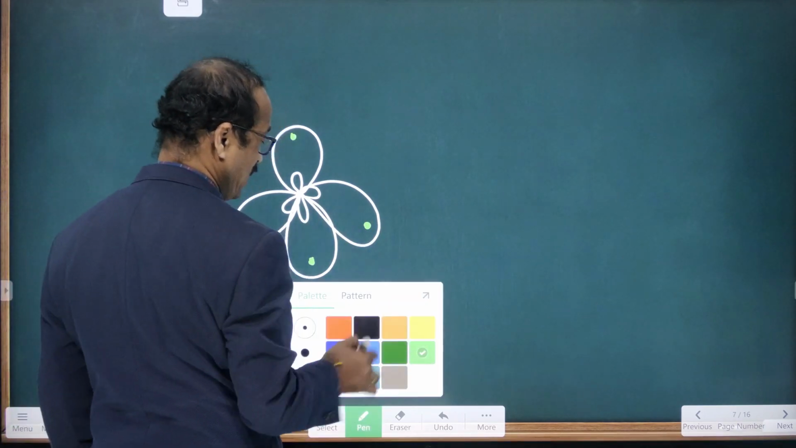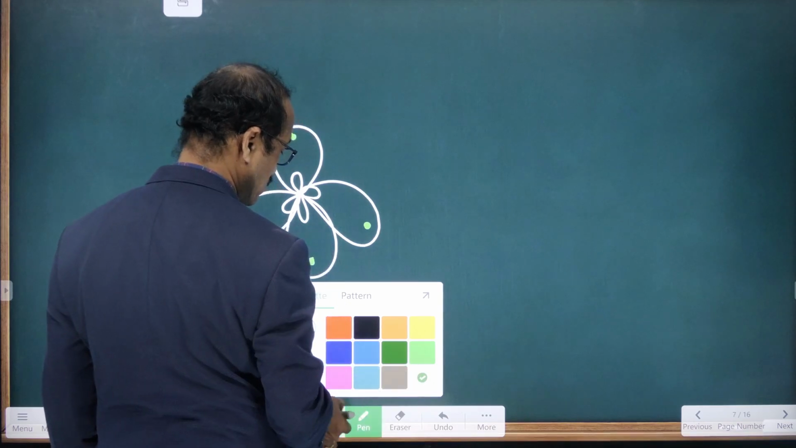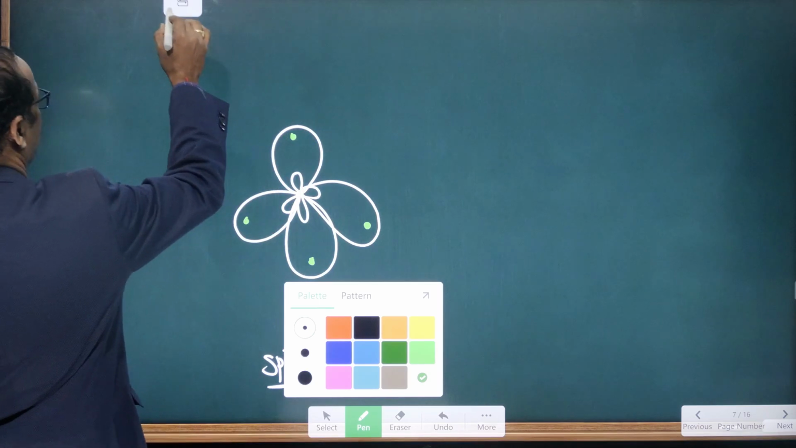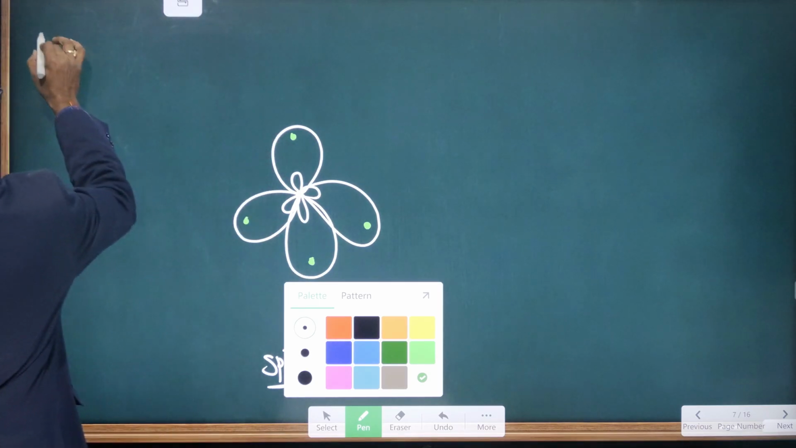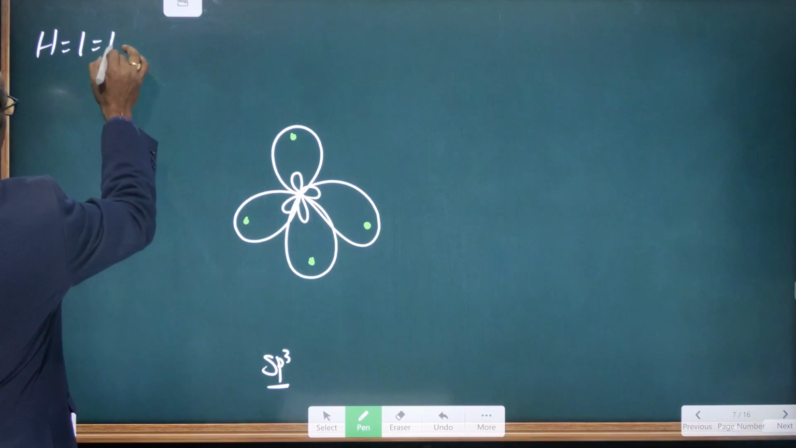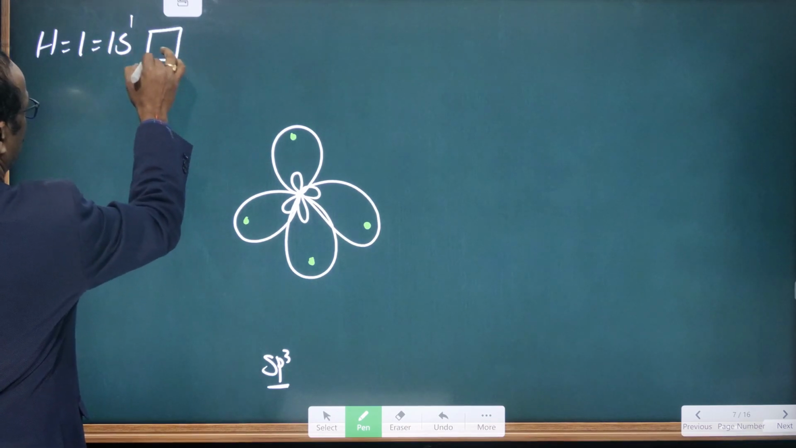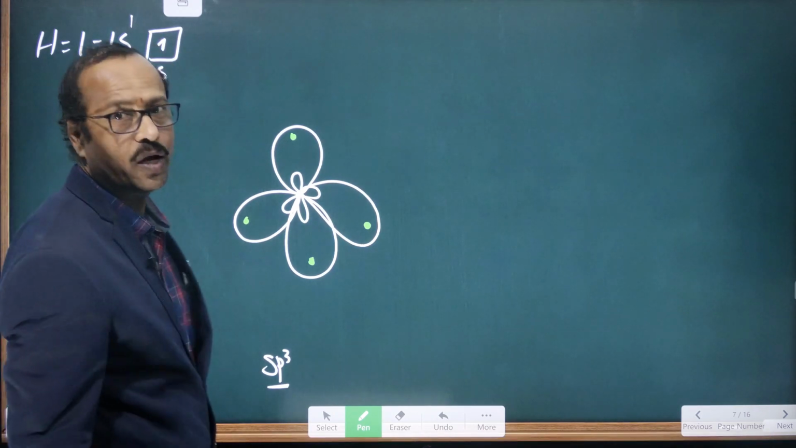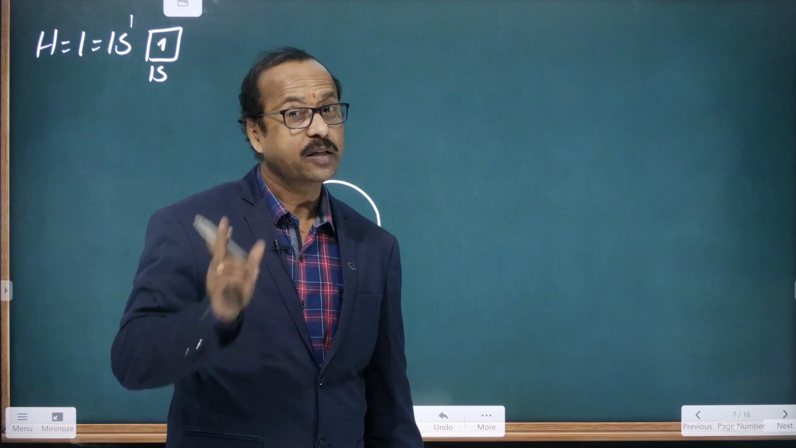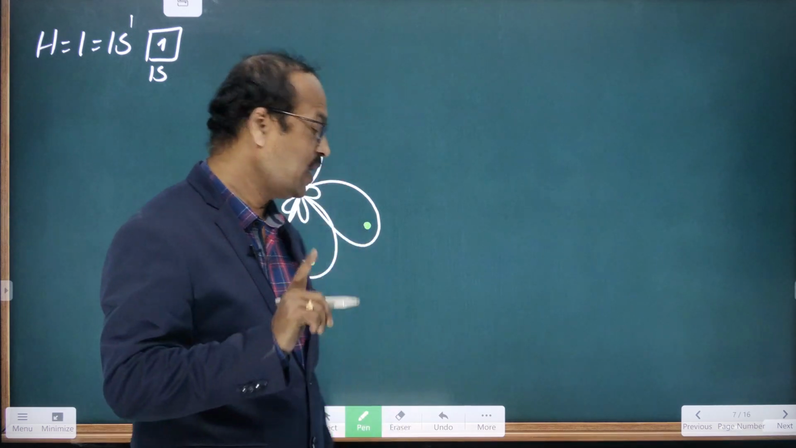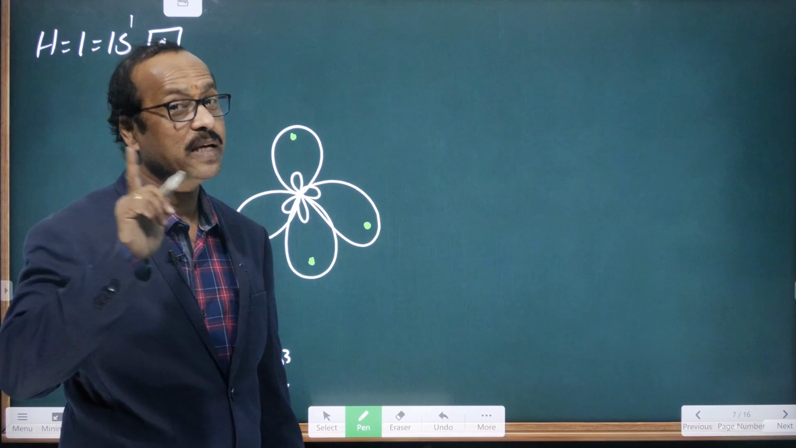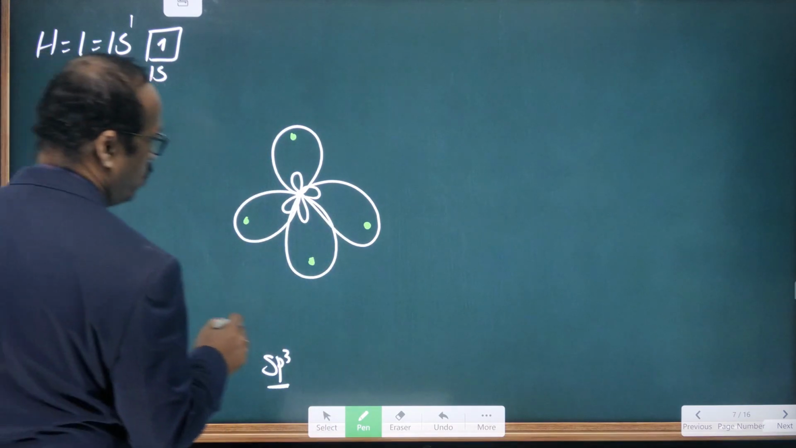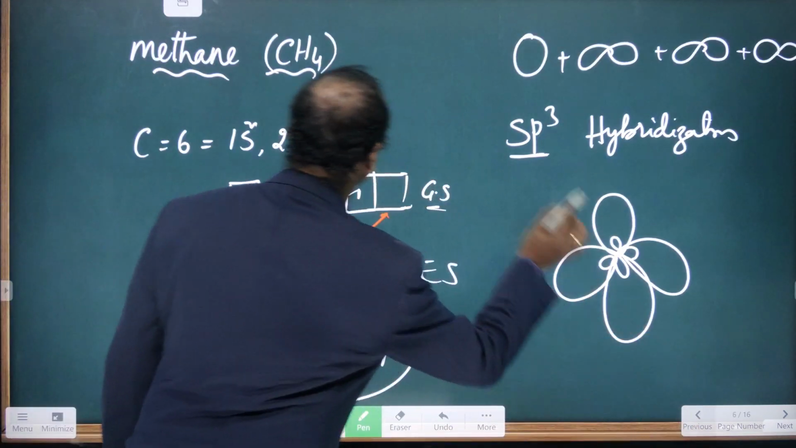Now this is combining with 4 hydrogens, right? It's combining with how many hydrogens? 4 hydrogens. So you know that the atomic number of hydrogen is 1. Electronic configuration 1s1. Means what? In this 1s orbital, only 1 electron is there. The meaning is that every hydrogen has 1 electron in its s orbital. The s orbital shape is spherical.